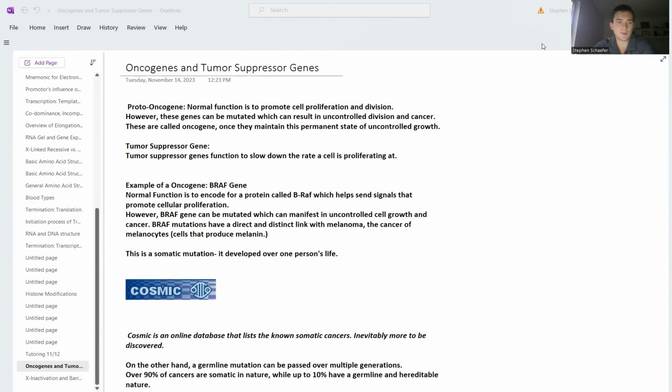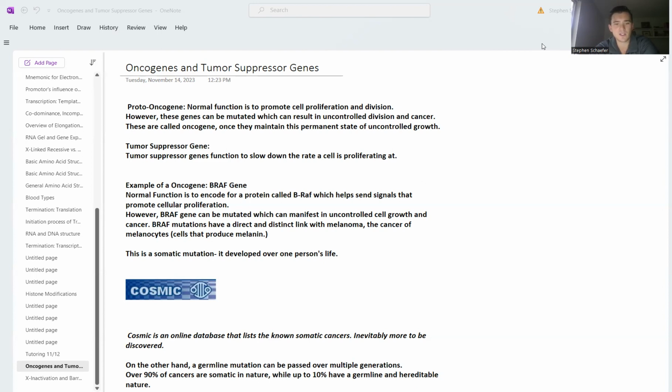So what is an example of an oncogene? A good example could be the BRAF gene. The BRAF gene is going to encode for a protein called BRAF. It's going to help send signals that promote cellular proliferation. Unfortunately, BRAF genes can be mutated. Things like SNPs, etc., can manifest in uncontrolled cell growth and cancer.